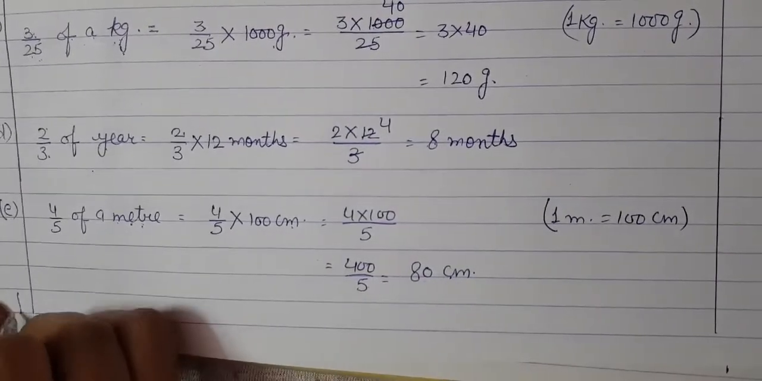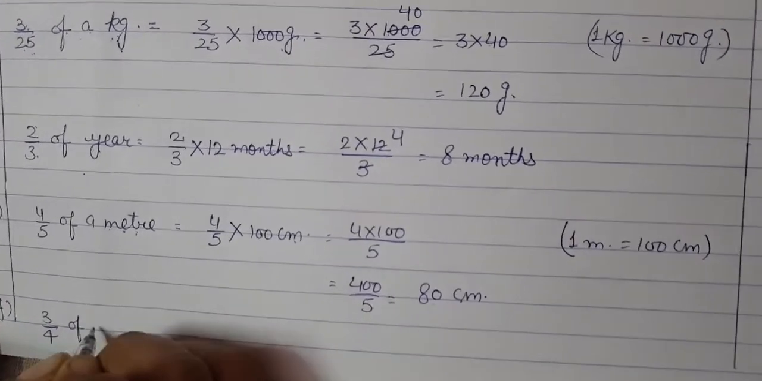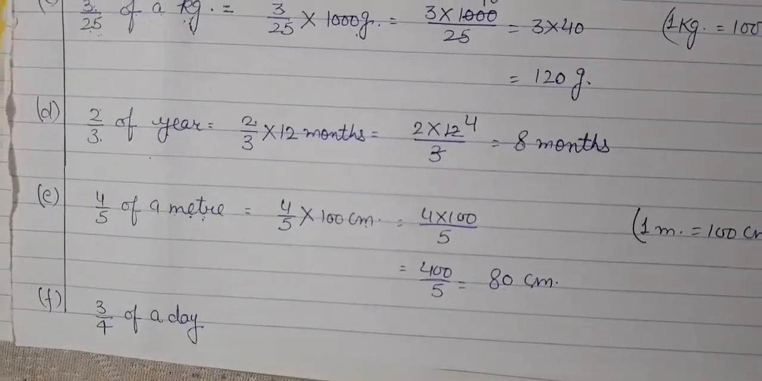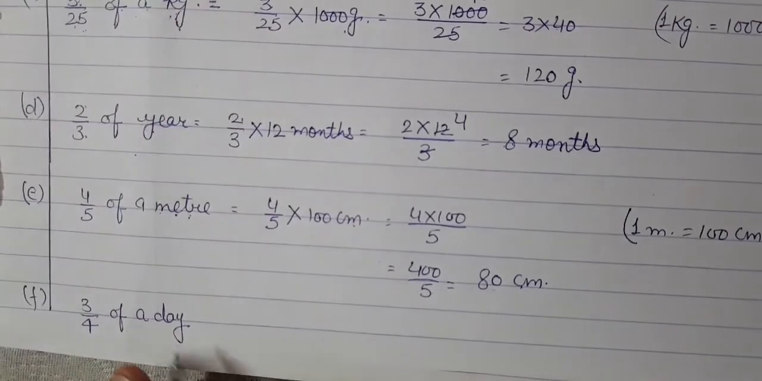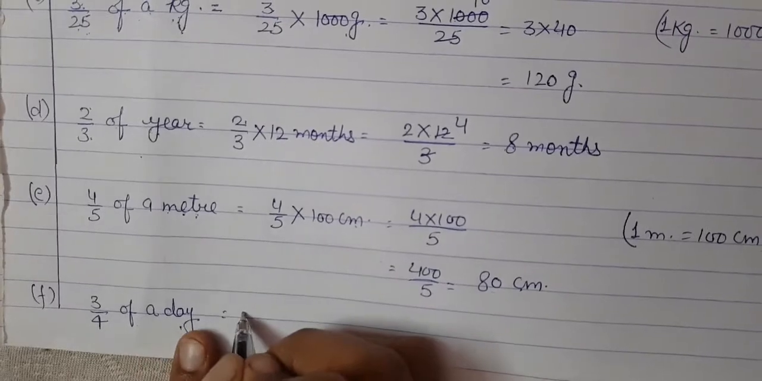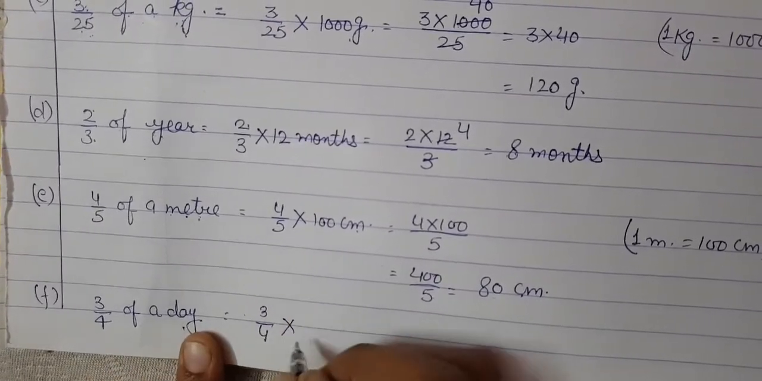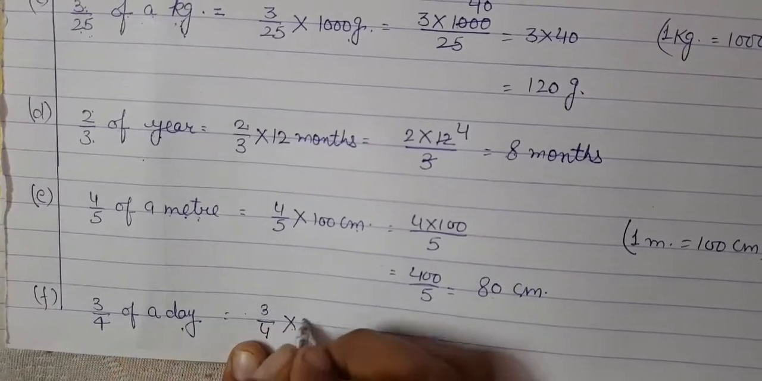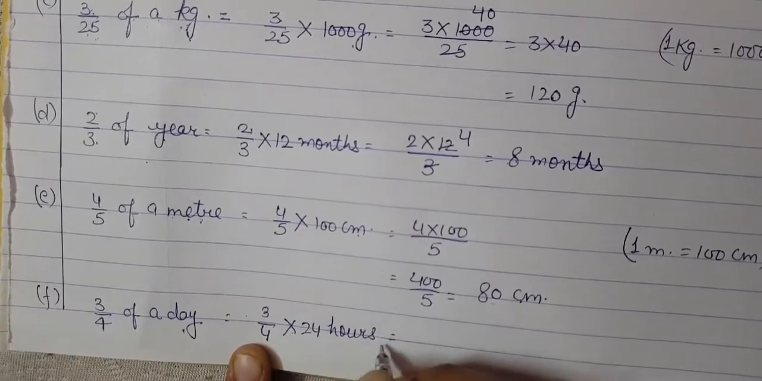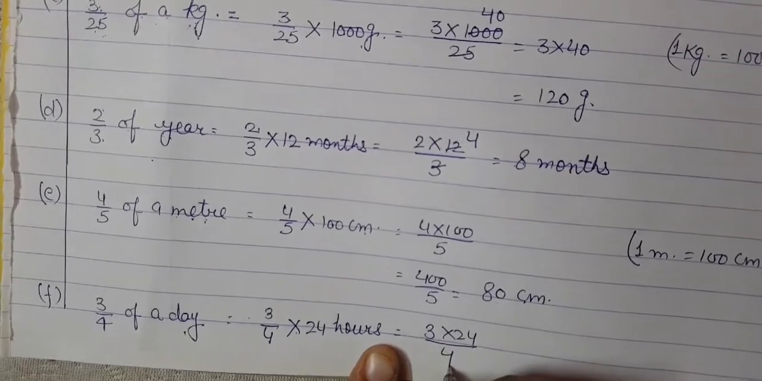Okay, now F part. 3 upon 4 of a day. Students, you know in a day there are 24 hours, so day will be converted into hours. So 3 upon 4 will be as it is. Of will be converted into multiplication, and a day means 24 hours. You have to write it here, hours. Okay, so 3 into 24 upon 4.